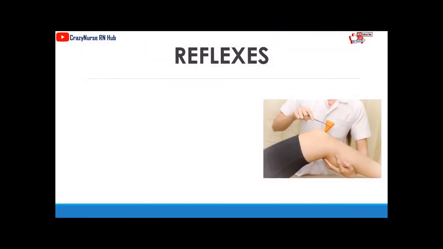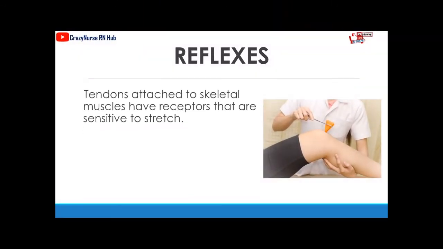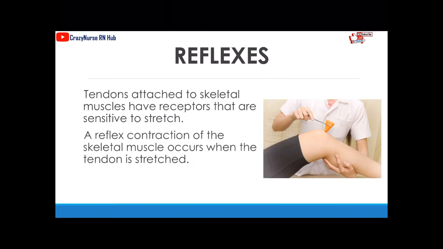And lastly, we have your reflexes. Tendons attached to skeletal muscles have receptors that are sensitive to stretch. A reflex contraction of the skeletal muscle occurs when the tendon is stretched. A simple muscle stretch reflex is initiated by briskly tapping the tendon of a stretched muscle, usually with a reflex hammer.